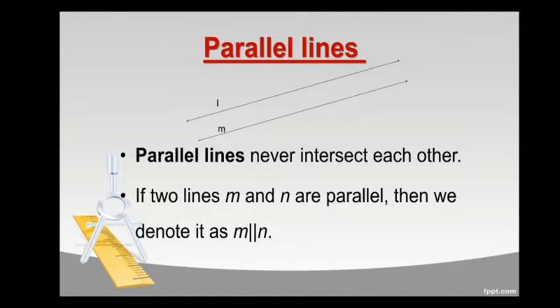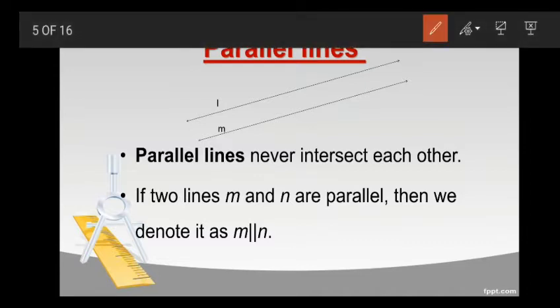If two lines M and N are parallel, then we denote that using this symbol. This means M is parallel to N. Parallel lines means the lines never intersect. When we say two lines L and M are parallel, it means when you extend L and extend M, they won't meet at any point.